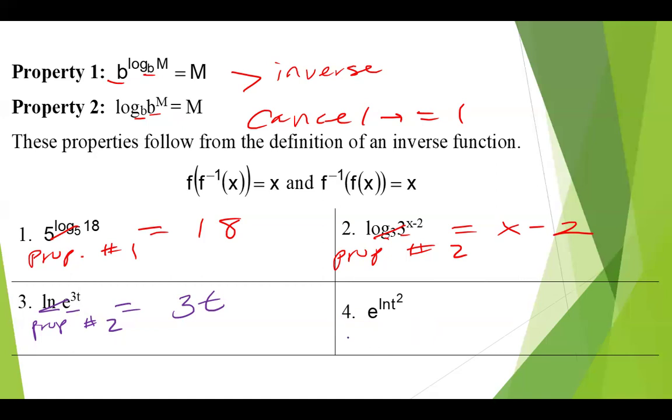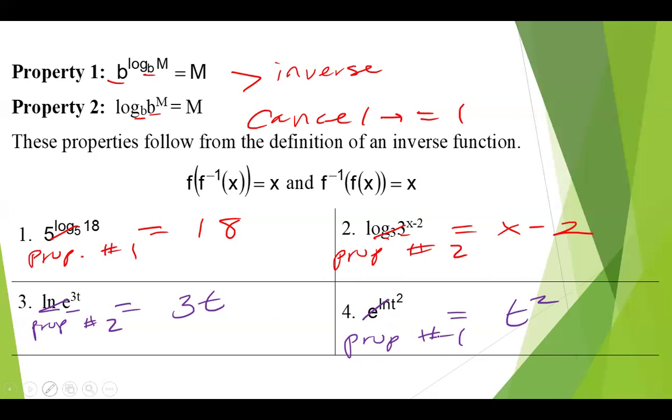Number 4, this is an example of property number 1. I have an exponent, and it has the same base as its power. Even though it says ln, their bases are the same because ln means you have a log base e. It was just too many letters to write next to each other, so instead of writing log e everywhere, they just write ln. Okay, it becomes a friendly 1, and we're just left with t squared.